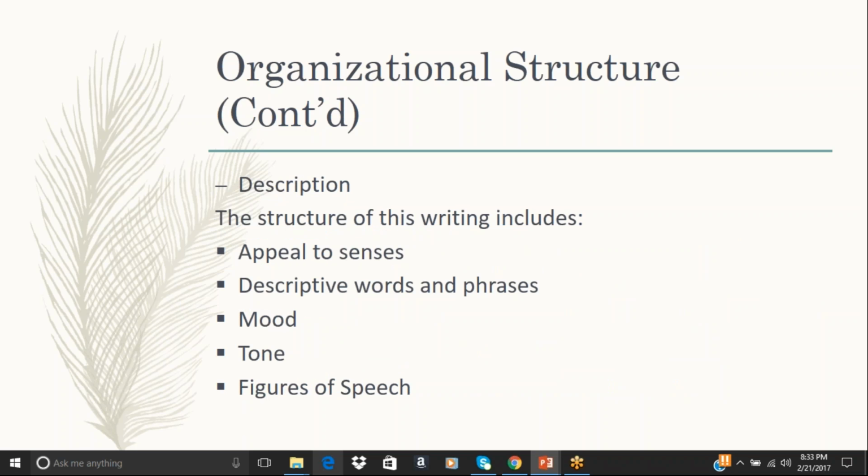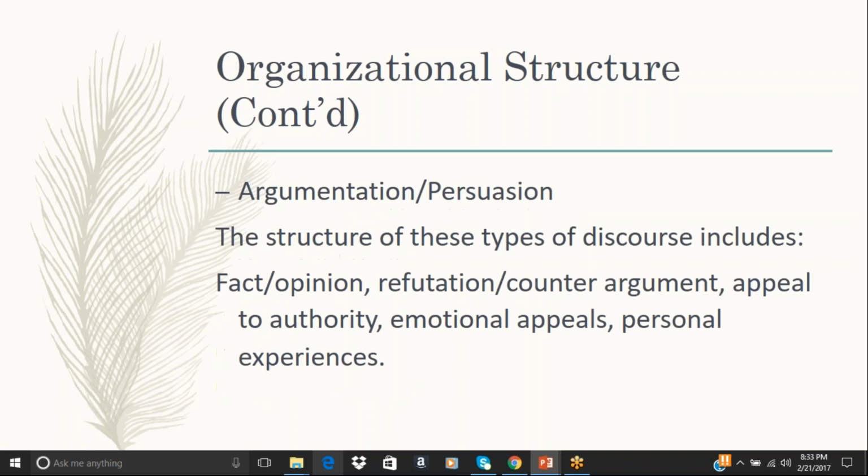For description, there are some features of description. The structure of this writing includes appeal to the senses, descriptive words and phrases, mood, tone, figures of speech. Argumentation. The structure of these types of discourse includes facts and opinions, refutation, counter-arguments, appeal to authority, emotional appeals, and personal experiences. And if it seems like I'm rushing this part, forgive me, it's because I know that you know this from lower school. So this background is just to assist you when you're actually writing the essay itself.